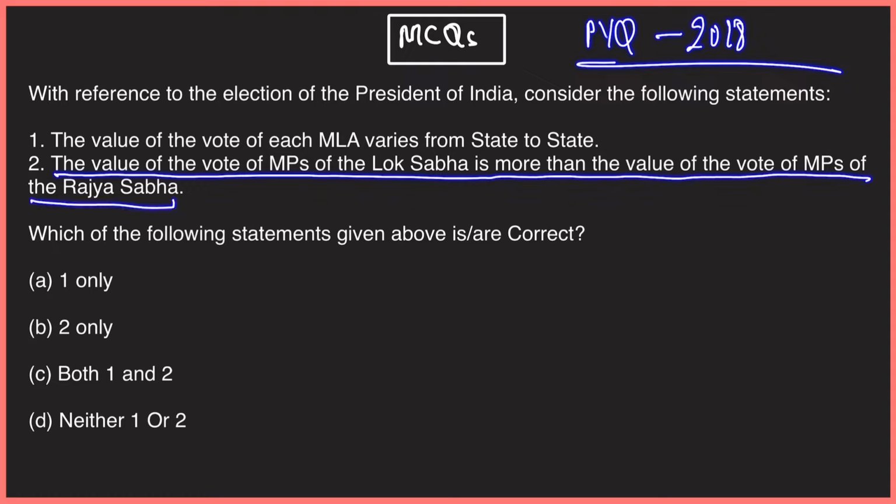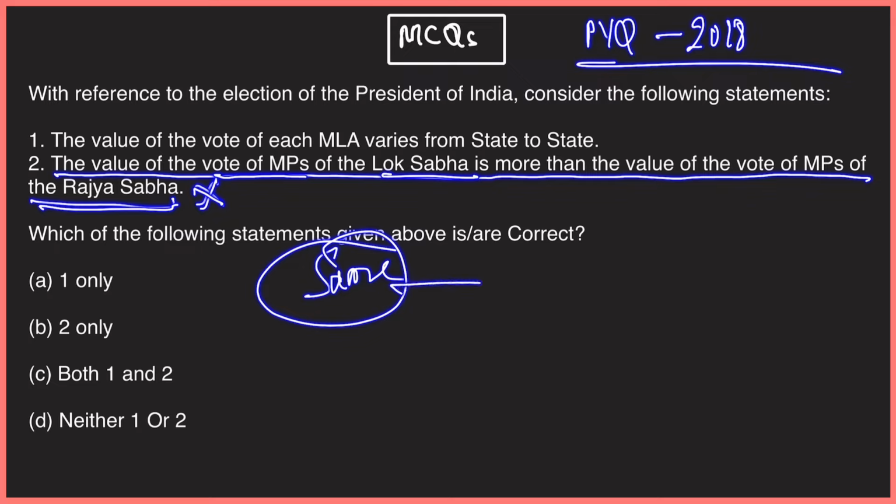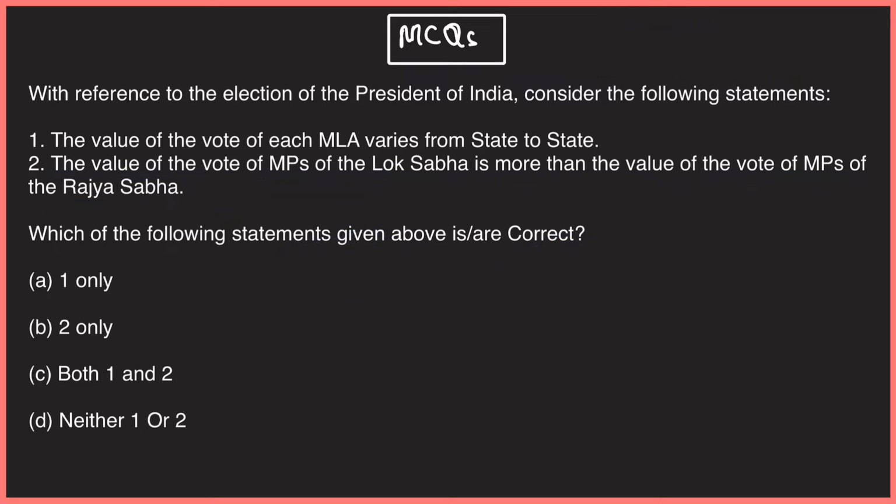What did I just show you? It is incorrect. Why? Because the value of the vote of an MP of the Lok Sabha and of the Rajya Sabha is the same. Both have a value of 700. It is not different. Hence, the first statement is correct, the second statement is wrong, and the answer is only one because it is asking which of these are correct. Only one is the answer.